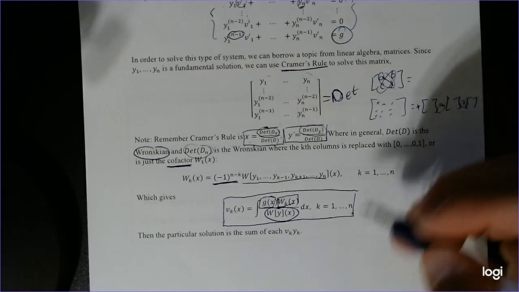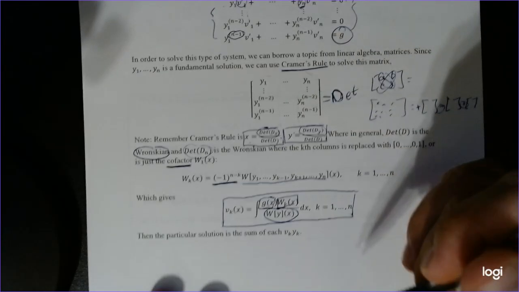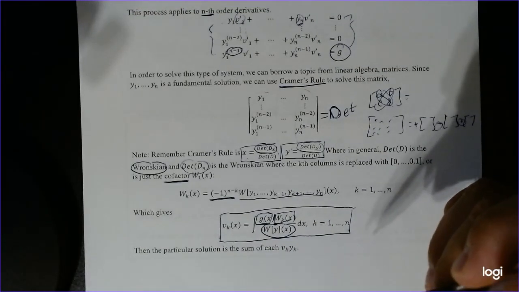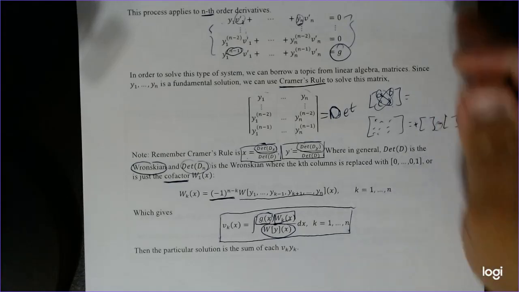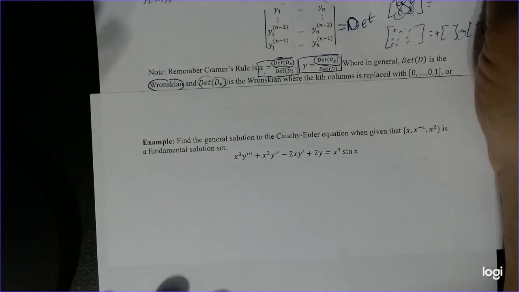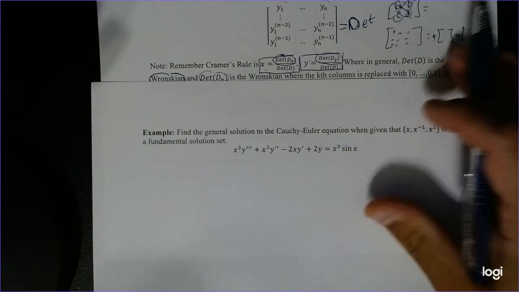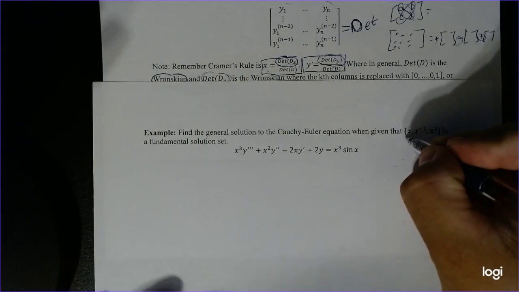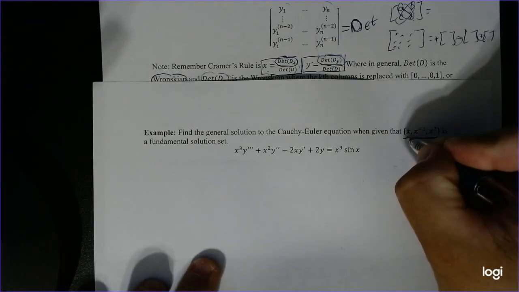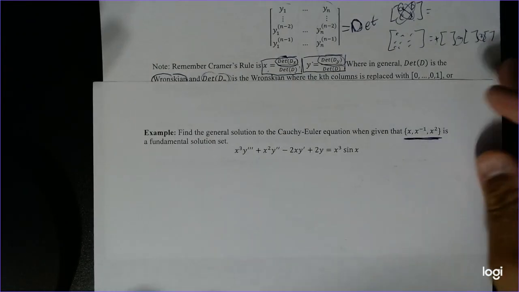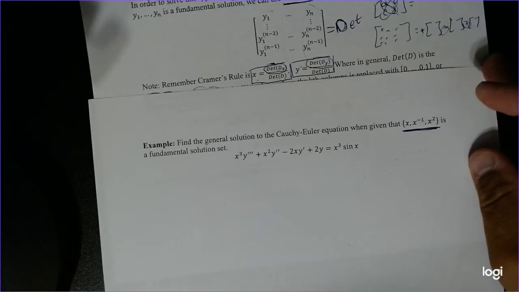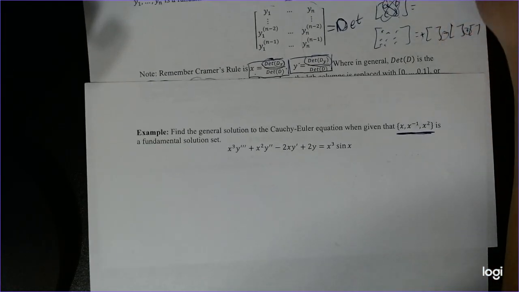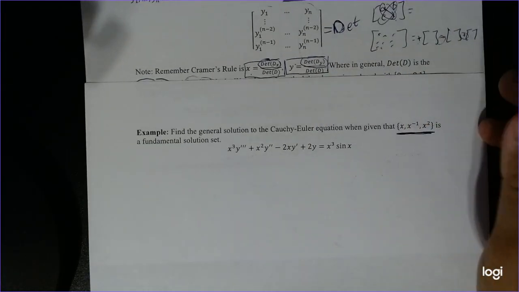Okay. So the question is, how does this all put into an actual question, right? How is this applied into actual problems? So let's actually try this out. Find the general solution to the Cauchy-Euler equation with the given solution. So we're already given these as the fundamental solution set. Knowing that fact, we can find the Wronskian right off the bat.